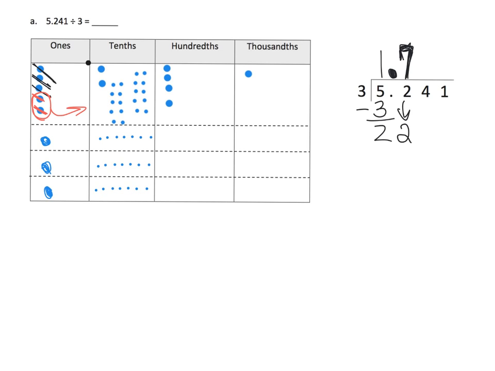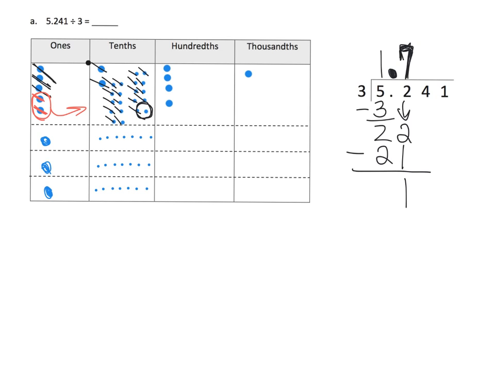So we need to cross off 21 because we used 21. So I'm going to put 21 right here. So I'm going to cross off 1, 2, 3, 4, 5, 6, 7, 8, 9, 10, 11, 12, 13, 14, 15, 16, 17, 18, 19, 20, 21. So then we have this extra tenth right here. So I'm going to go over here to the standard algorithm, and when we subtract, I get 1 left over. So 1 tenth left over, and that's this 1 right here.